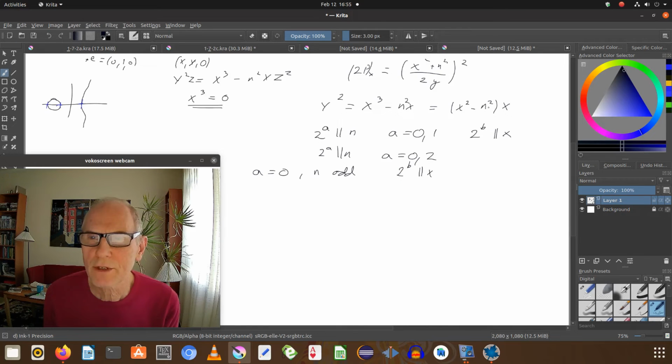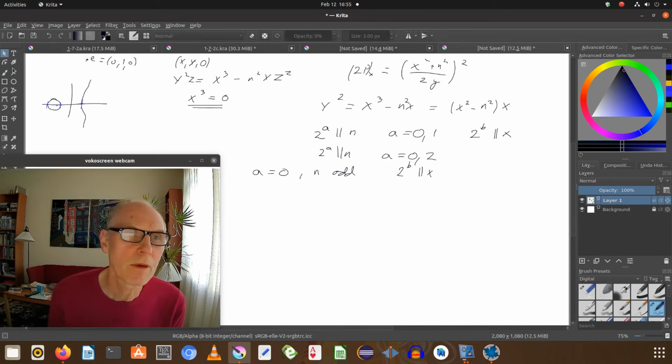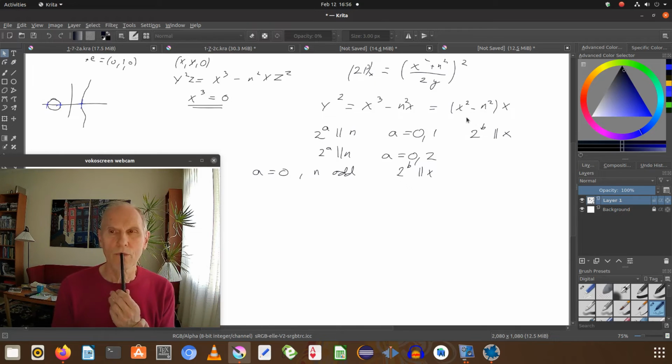That means that x squared minus n squared is odd, or 2 doesn't divide it. Here I'm actually using the, what is it called? Is it the order of the, the order of 2 occurring in the prime expansion of a rational number.